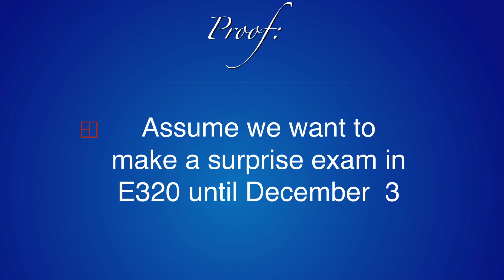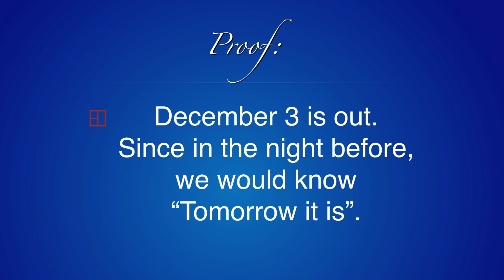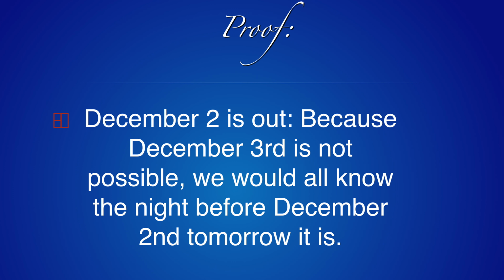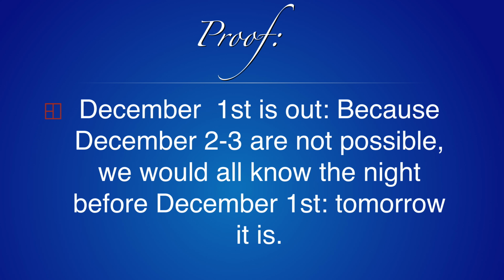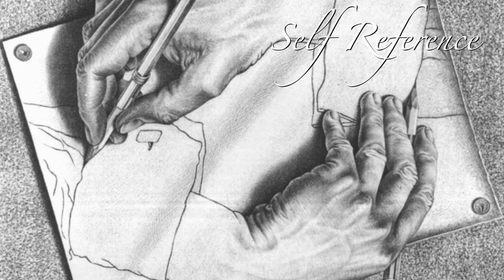There's no surprise exams. So if we assume, for example, we wanted to make a surprise exam in this course until December 3rd, and December 3rd is out since the night before, you would know that tomorrow the exam has to happen, so you could prepare for it. So December 3rd is out, but then December 2nd is out because the night before you would know it has to be tomorrow, because if it's not tomorrow it would be the day after, where you could prepare for it. So also December 2nd is out. Then like that you continue, December 1 is out, etc. I hope you don't feel dizzy.